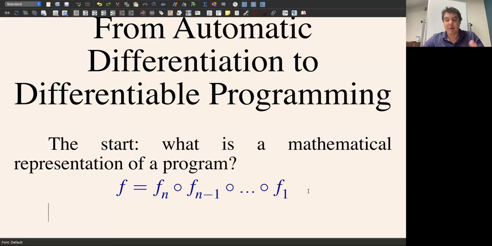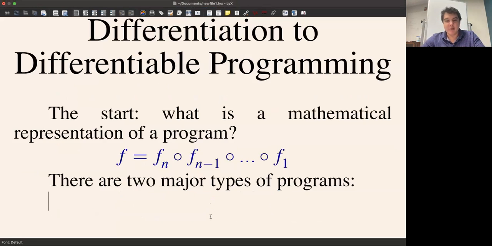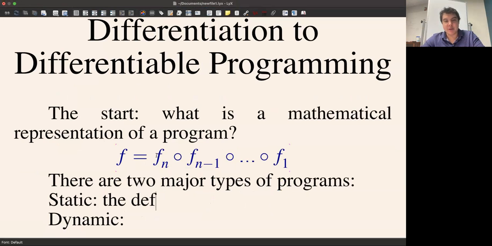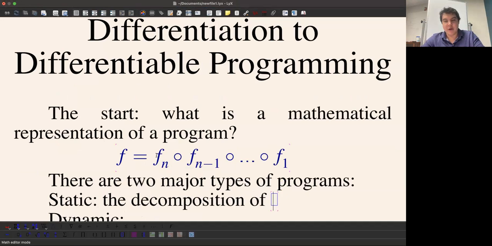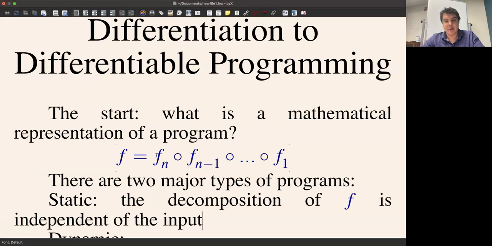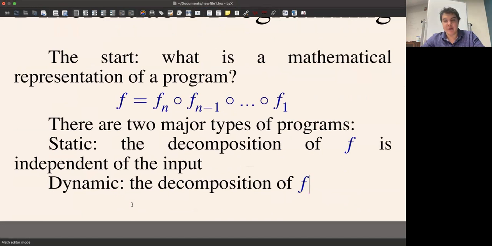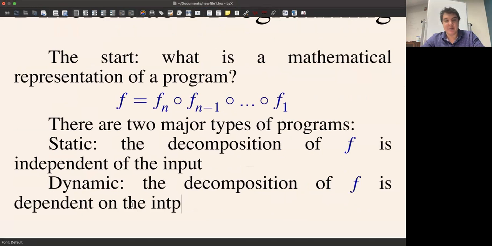Now there are two branches there. There are two major types of programs, though: static and dynamic. The key difference is that for static, the decomposition of f is independent of the input, versus dynamic, where the decomposition of f is dependent on the input.